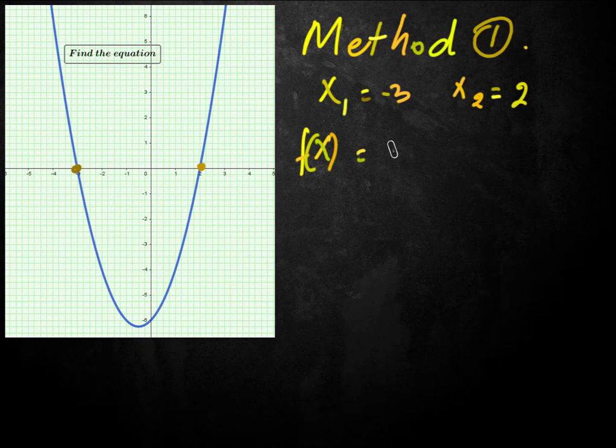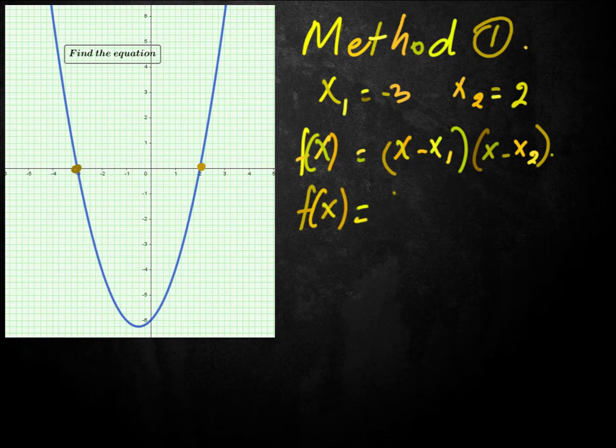We are going to use a known method saying that if we have that, we can say then that f of x is equal to x minus x1 times x minus x2. We just plug in x1 and x2. So we get f of x is equal to x plus 3 times x minus 2.